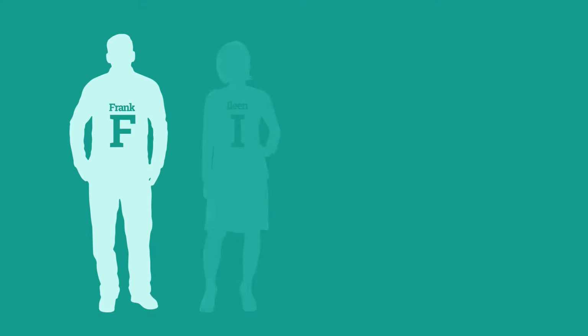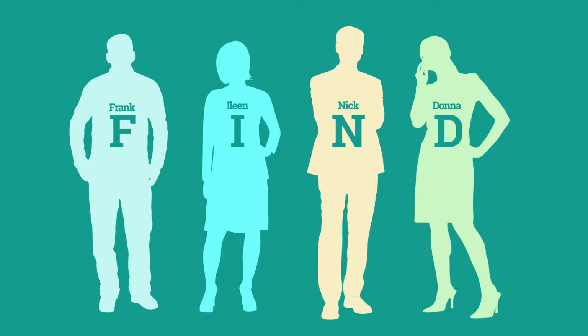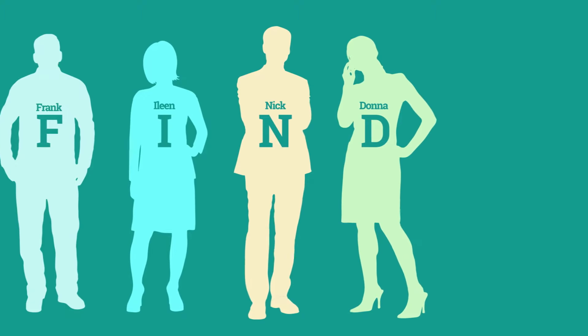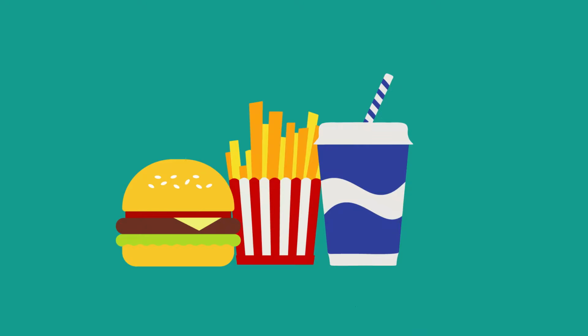Now we'll follow Frank, Eileen, Nick, and Donna and see how customers in those groups might interact with your deals and move through your scale. Let's assume you have a local hamburger joint where your biggest selling items are burgers, fries, drinks, and milkshakes.